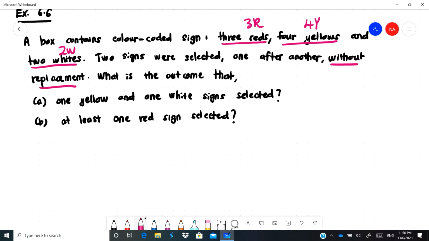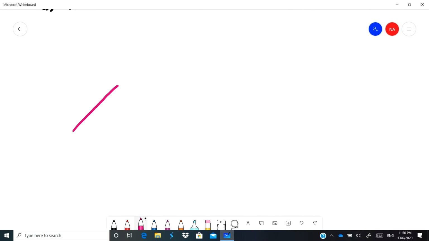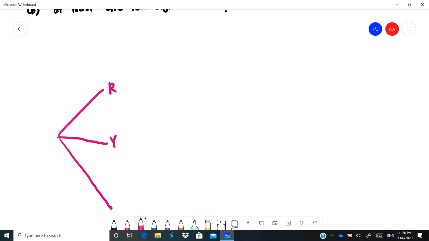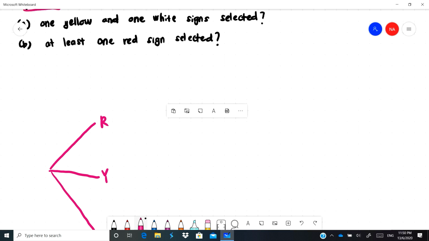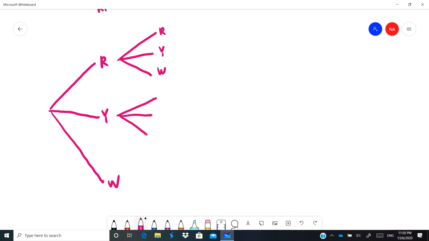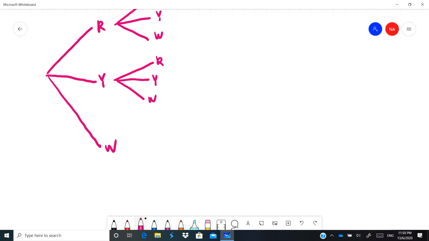We have to draw this. For the first round there can be 3 possible outcomes: red, yellow, and white. That one is for round number 1. Let's move to round number 2. For round number 2, it can be red, yellow, or white. So this one will have red, yellow, and white, and also this one will be red, yellow, and white.